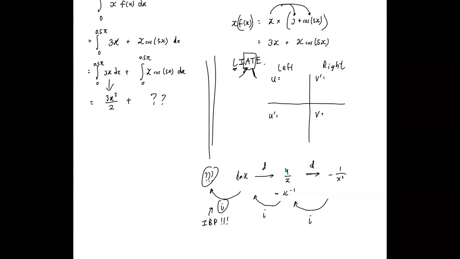So yeah, it's a rule of thumb. It doesn't work all the time. This only works around 80% of the time. So how do you select u and v prime?